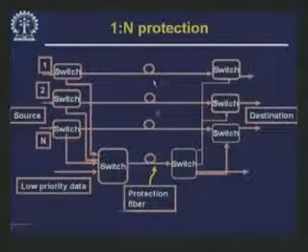So, these are the n lines, from 1 to n. We have the inputs from 1 to n, these are the n sources, and let us say so many destinations. So, 1 is maybe going to 1 dash, 2 to 2 dash, and n to n dash, and so on. So, this is the normal mode of operation.